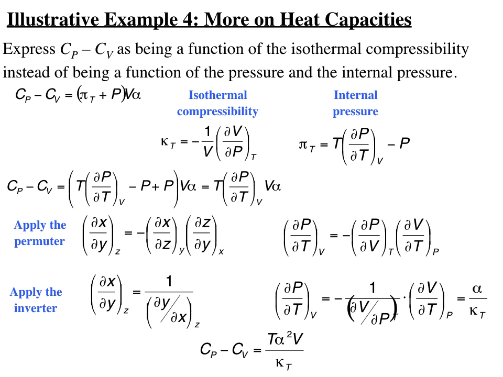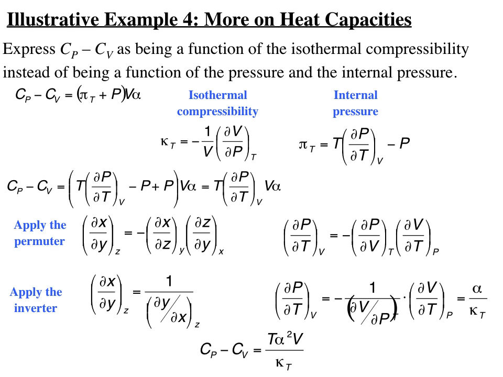I can apply the permuter to dP dT at fixed V. If I permute dP dT at fixed V, you'll notice I can write it as minus dP dV at fixed T times dV dT at fixed P. Then I can invert the term in the front to make it look like 1 over dV dP at fixed T, and I note that this permuted form of the expression dP dT at fixed V is simply alpha divided by kappa T. That has units of P over T, as it should for that expression.